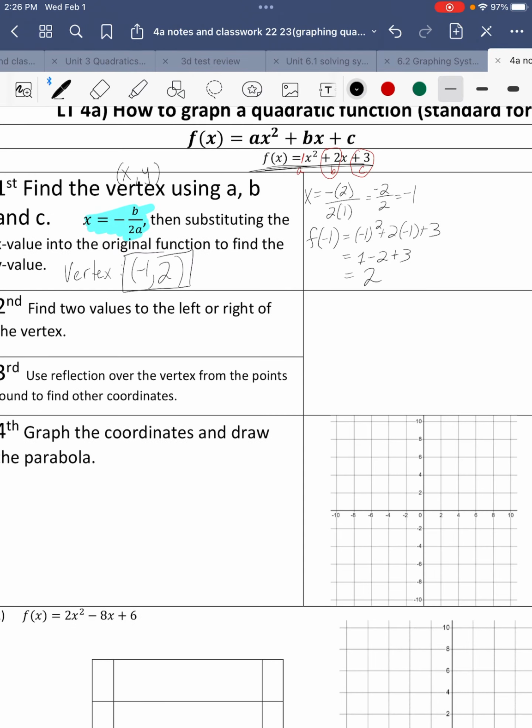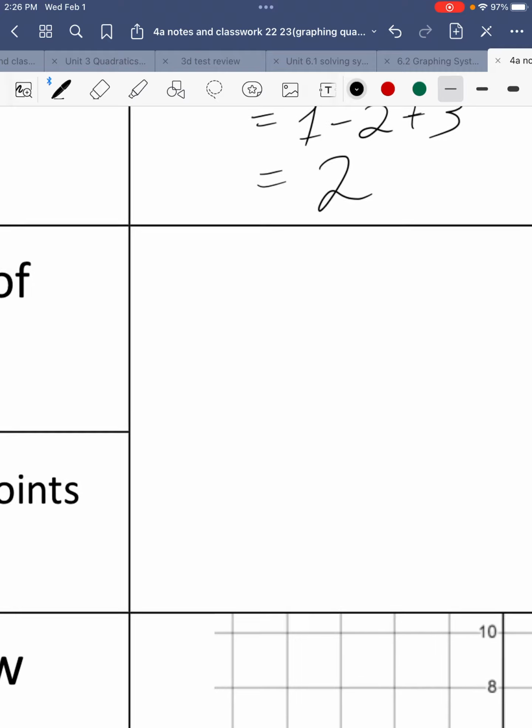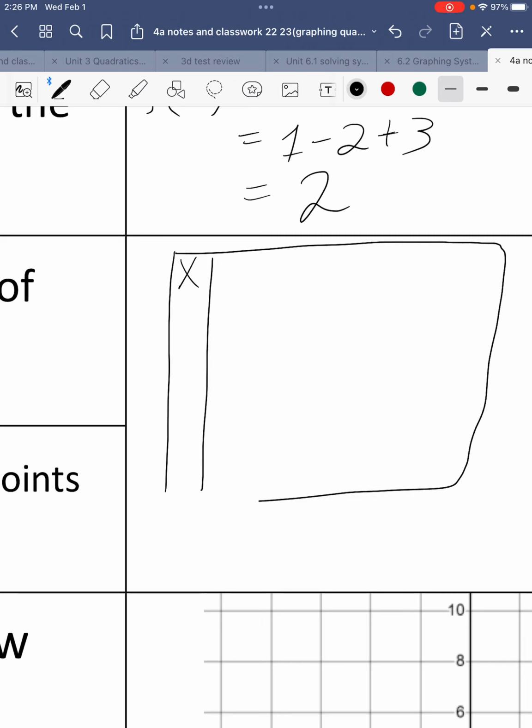Now, we're going to find two values to the left and to the right of the vertex. So this is where we had our x values. Let's make this a box. And then we're going to have our f of x, which is our y values.